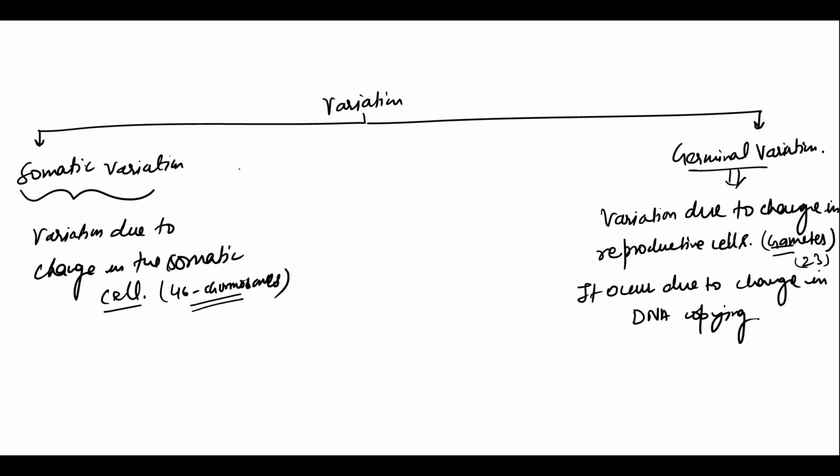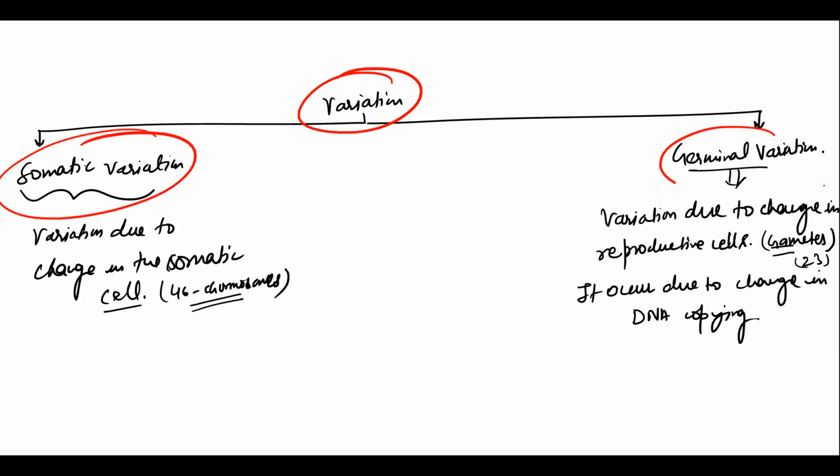Okay, next point is somatic variations. Variations are of two types. One is somatic variation, another one is germinal variation. What kind of variations do we have? Tell me. Somatic variation and germinal variation.